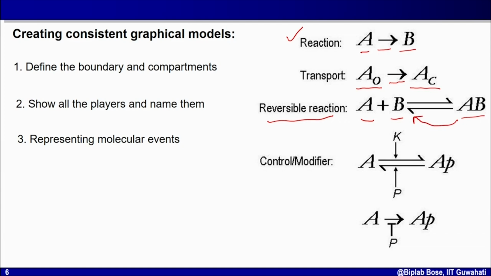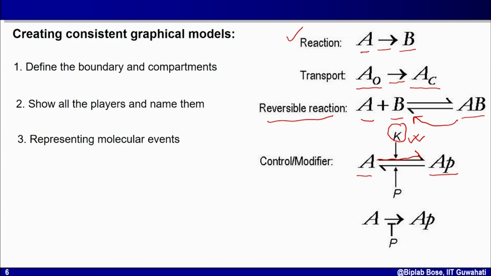As you know, many reactions in biology are enzyme catalyzed. For example, see the example given here. A is becoming phosphorylated by a kinase. So this is my forward reaction. A is becoming AP, phosphorylated. Who is controlling that? K, the kinase, is controlling that.